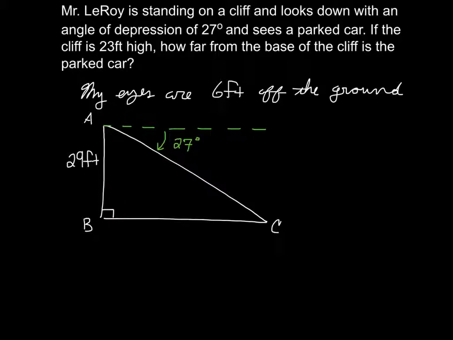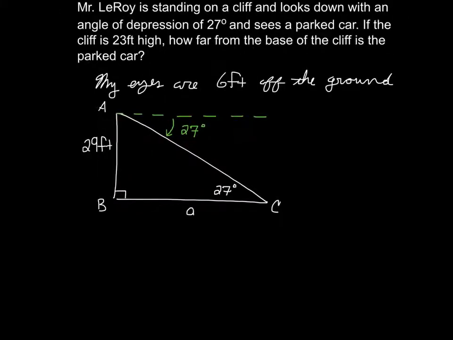So what is the measure of angle C? So the measure of angle C is 27 degrees. Reason being, you have parallel lines and you have a transversal over those parallel lines, meaning alternate interior angles will be congruent. We all remember that from geometry. They are asking in this question for the length of side A. How far is the car from the base of the cliff?